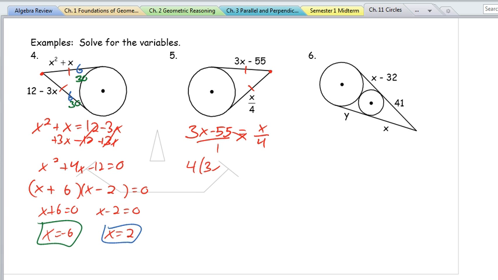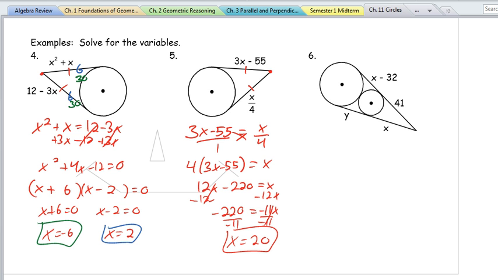So you have 4 times 3x minus 55 equals x. 12x minus, let's see, that comes out to 220. Yep, equals x. And let's go ahead and move that 12x to the right side. Negative 220 equals negative 11x. 220 divided by 11 is going to give you, I believe, 20. So if you plugged it back in, you would get a 5 and a 5. 20 divided by 4 is 5. 3 times 20 minus 55 is going to give you 5.